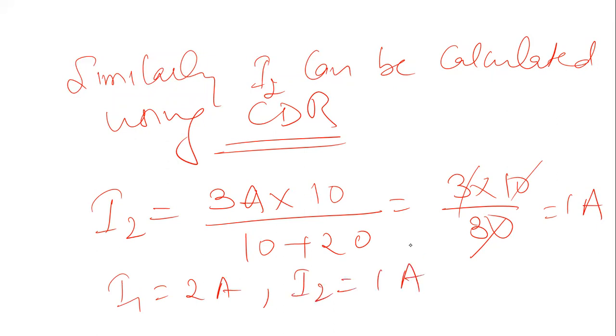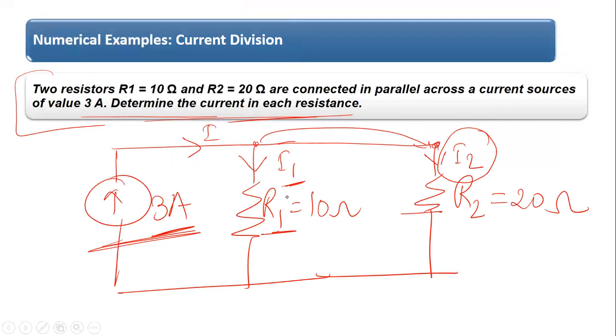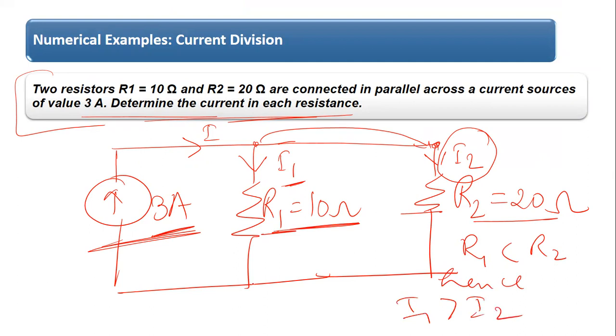So let us go back to the circuit diagram, and we can see that because R1 is less than R2, hence I1 is greater than I2. So this is how we find out the current using the current division rule in parallel circuitries.